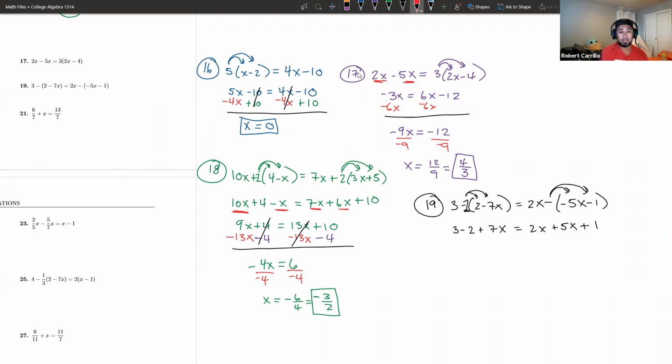Combine like terms. Left side, only the numbers are like terms. And on the right side, my x's, 2x and 5x. So let's combine those. 3 minus 2 gives me 1 plus 7x. And on the right side, 2x plus 5x gives me 7x plus 1. Okay. So now put your x's on one side. I'll move this 7x over, and I'll move this 1 over that way.